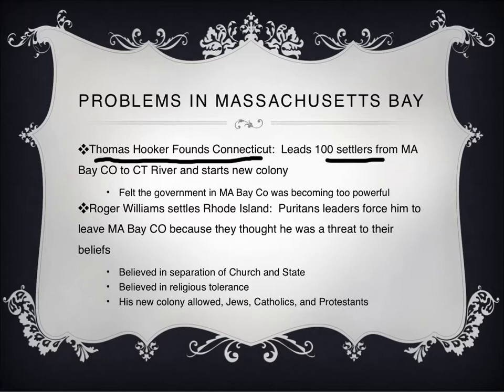So now we've talked about Massachusetts and we have talked about Connecticut. Now, let's talk about Roger Williams. He's going to be the guy who founds the colony of Rhode Island.